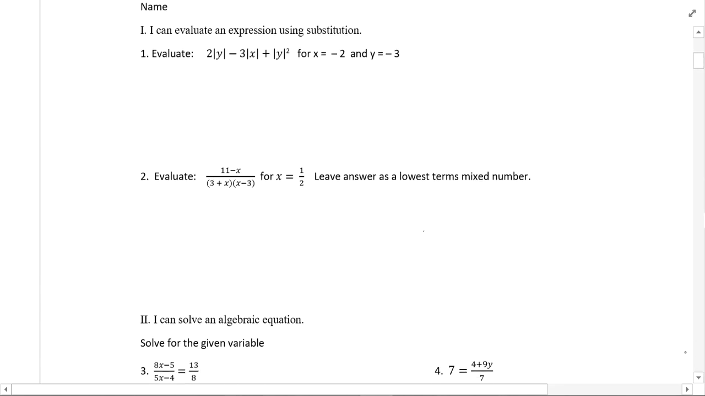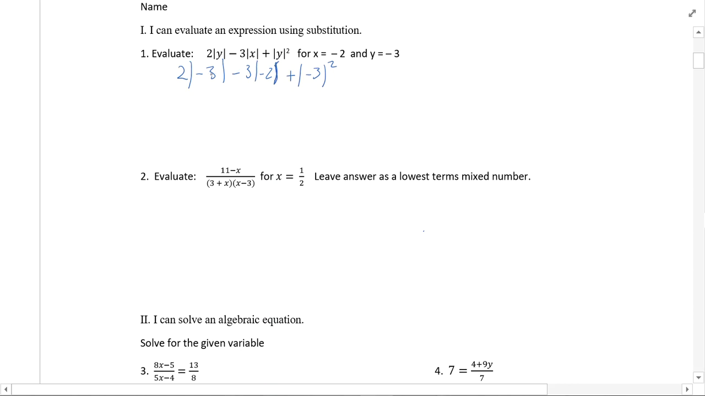So number 1, it says, I can evaluate an expression using substitution. So Unit 1 is a review of Algebra 1. And remember, one of the topics in Algebra 1 is talking about substitution. So we're going to go ahead and plug these numbers in here for the variables that they go with. So we have 2 times the absolute value of y, which is -3, minus 3 times the absolute value of x, which is -2, absolute value, plus the absolute value of y, which is -3 squared.